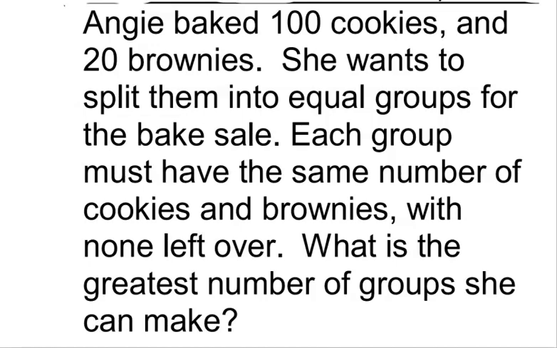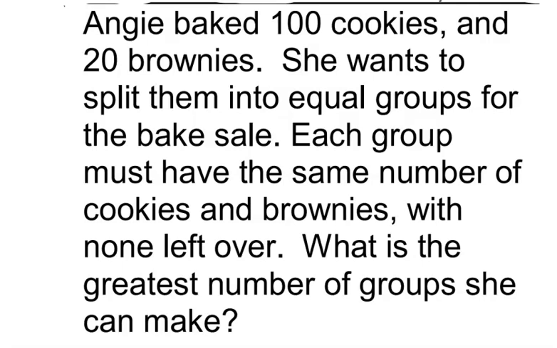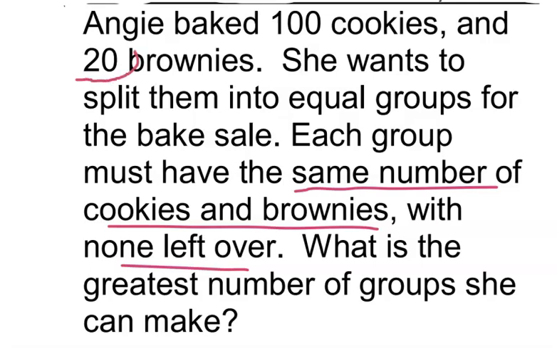Angie baked 100 cookies and 20 brownies. She wants to split them into equal groups for the bake sale. Each group must have the same number of cookies and brownies, with none left over. What is the greatest number of groups she can make? Well, we're going to have to find the greatest common factor, or what is the biggest number that can go into both 20 and 100? Well, without doing a whole bunch of work, I know that 20 goes into 20 one time, and 20 goes into 100 5 times.